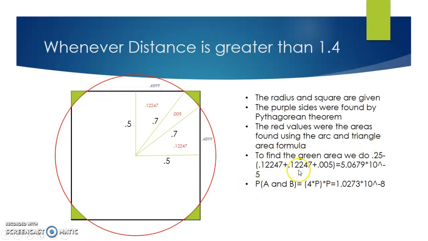And then for the last part of the problem, we know that we want a point after it's generated in one of these 4 squares, and then we want one of the points in the opposite corner. So basically we need a probability of A and B. The probability of A, which is the first point falling in any one of these squares, is just all 4 of the areas added up. And then probability of B is just the adjacent square, which is only one of them. So to find the probability of A and B, you need to do 4 times P times P. P is just the area of one of these. And we got 1.0273 times 10 to the negative 8th.